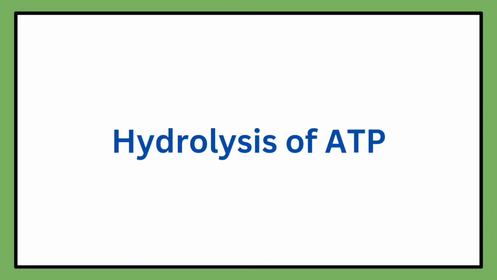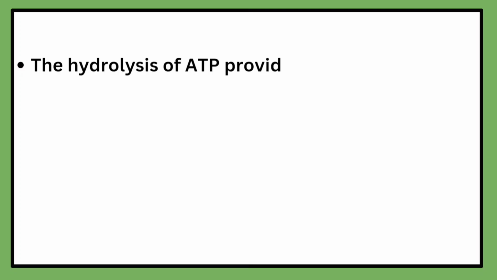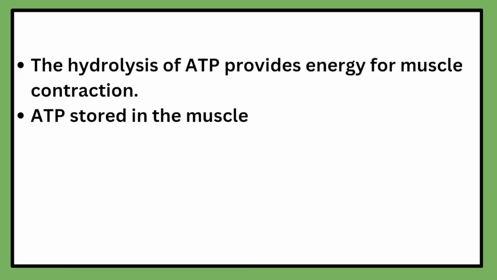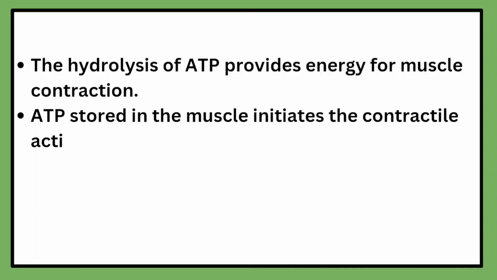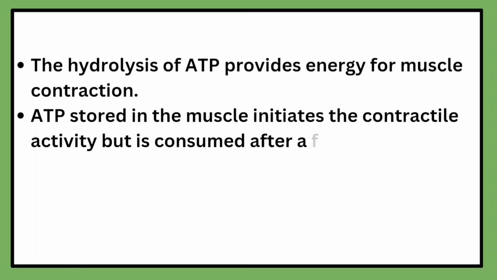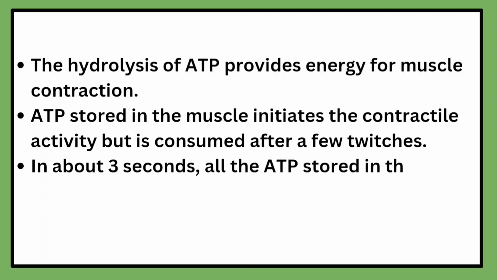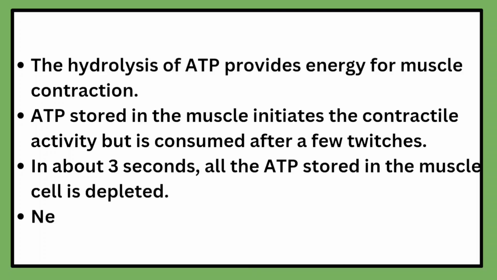Here the immediate source of energy is ATP. ATP is adenosine triphosphate and this is immediately available and it is the ultimate source which is produced as a metabolism of carbohydrate and lipids. This hydrolysis of ATP provides energy for muscle contraction. The ATP is stored in the muscle which initiates the contractile activity but is consumed after a few twitches. In about 3 seconds, all the stored ATP in the muscle cell is depleted. Hence, there is need for resynthesis of ATP.